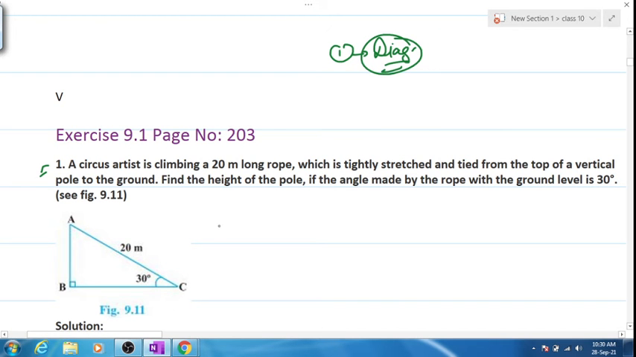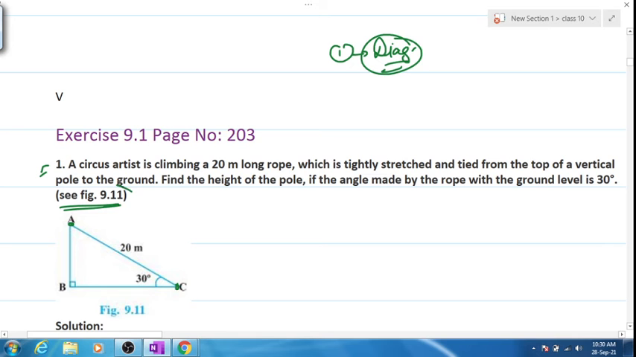Okay, so here we have the first numerical. A circus artist climbs a rope 20 meters long, which is tightly stretched and tied to the top of a vertical pole on the ground. So it's tied out here to a pole. Clear? And the length of the rope is 20 meters. Find the height of the pole. This needs to be calculated, if the angle made by the rope with the ground level is 30 degrees. Clear? I hope this figure is clear to everyone.